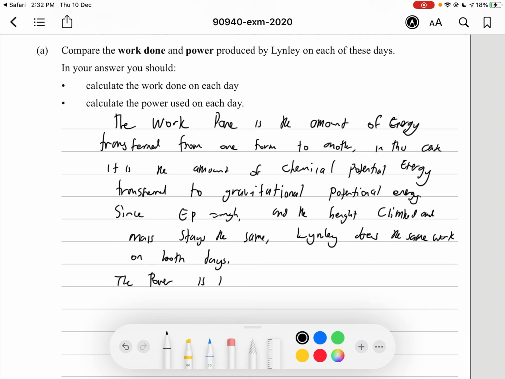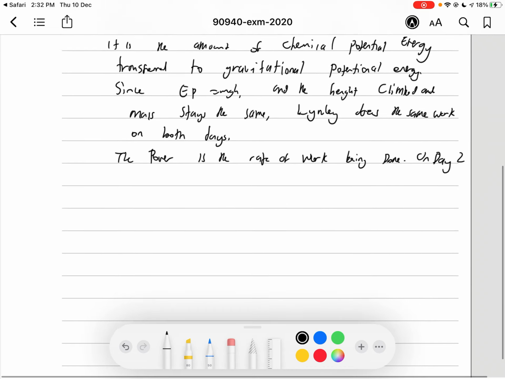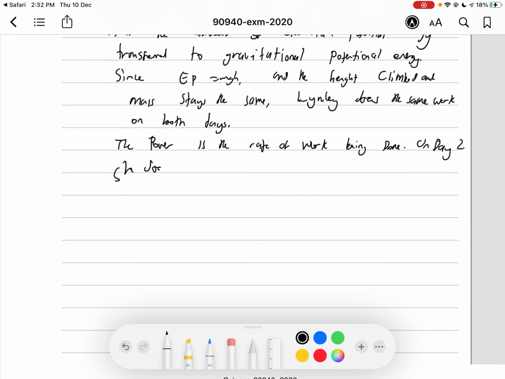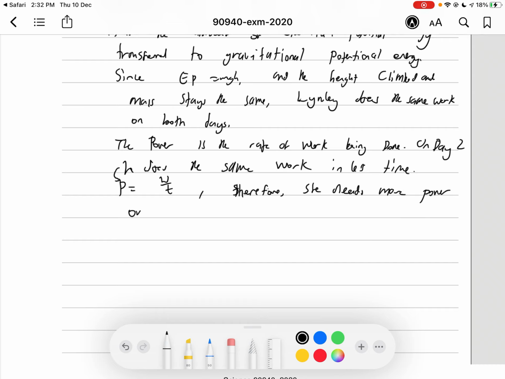You can say the power is the rate of work being done. On day 2, she does the same work in less time. Same work in less time. So you can say P equals work over time. So you can say that therefore she needs more power on day 2.